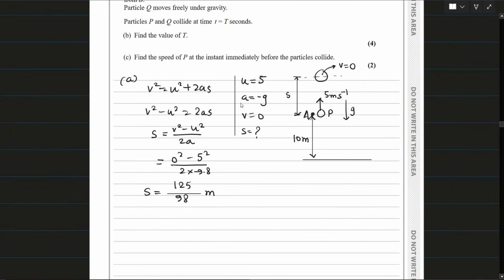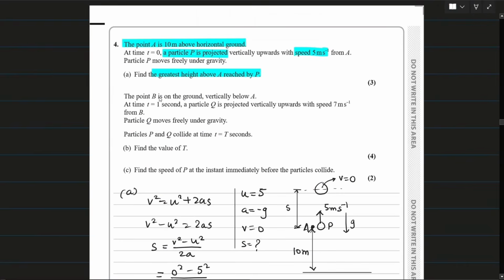So this was our part A. Now for part B, we see that there is another particle Q. Particle Q is projected vertically upwards with a speed of 7 meters per second. Particle P was at point A, but particle Q is at point B, and point B is on the ground.